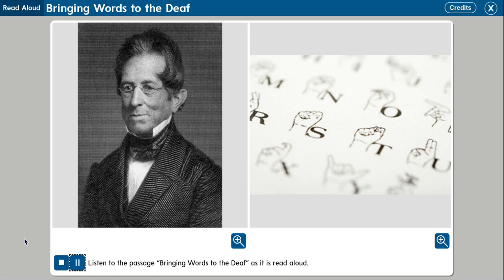Gallaudet traveled first to England and then later to France to visit a school for the deaf. Teachers there were using signs to communicate with their students.